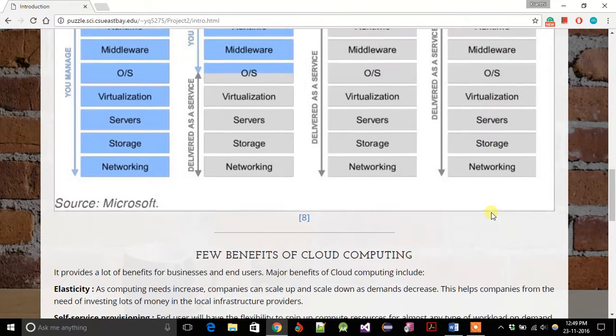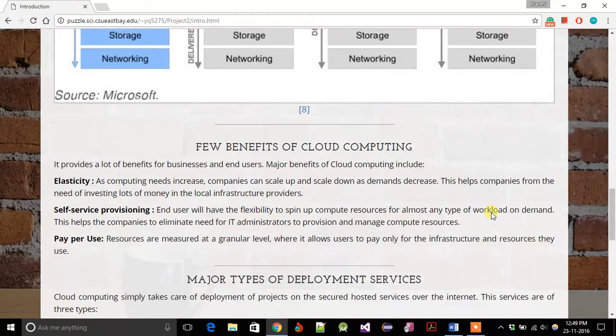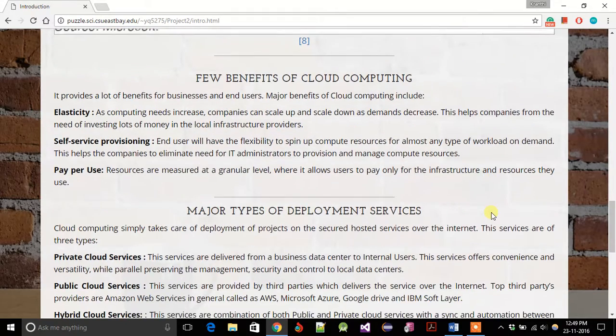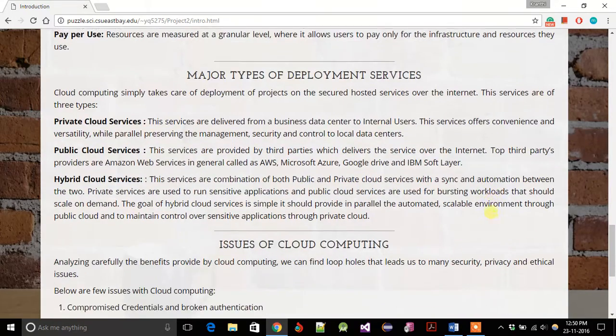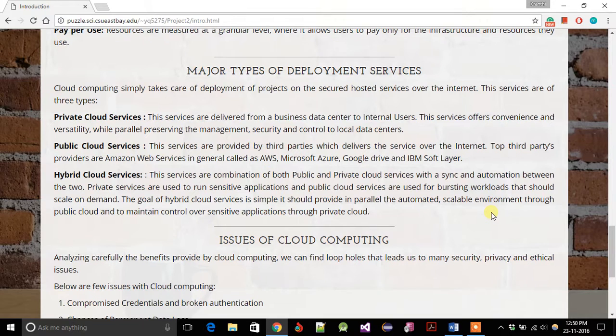The major functionalities are those of SaaS, PaaS, and IaaS. A few major benefits of cloud computing are elasticity, self-service provisioning, and pay-per-use. Apart from this, there are other benefits also, but these are considered the major benefits of cloud computing. The cloud mainly deals with deployment services, which come in three forms: private cloud services, public cloud services, and hybrid cloud services. Hybrid cloud is a combination of public and private, and most of the major companies provide this service.